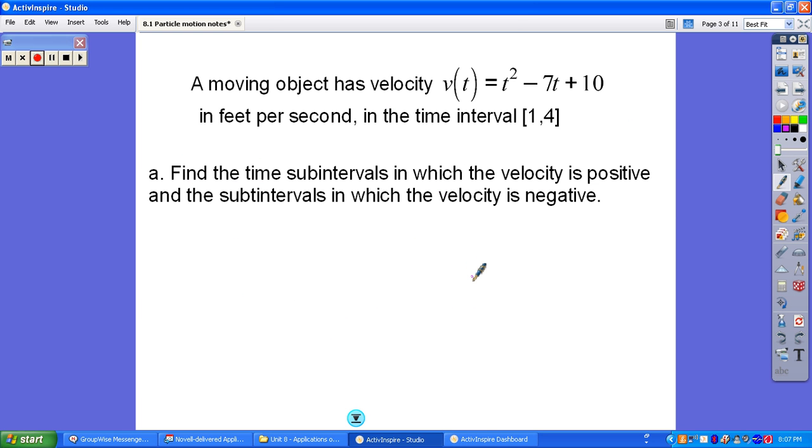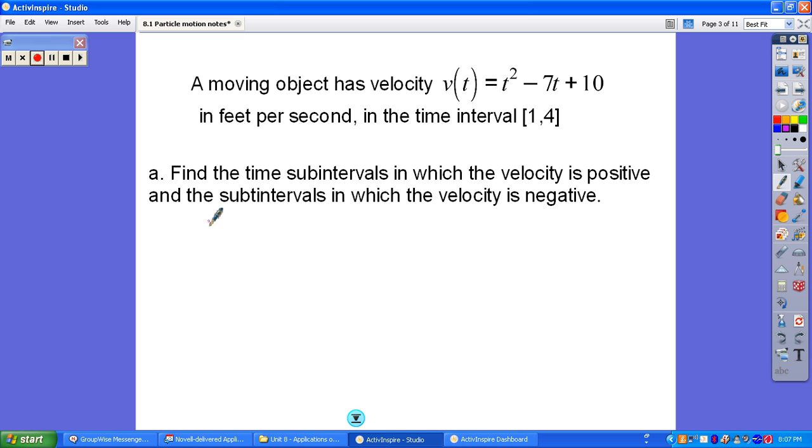So now we're going to do a few example problems. The first one says we have the velocity of a function from 1 to 4, and we want to find the time when the velocity is positive and the time when the velocity is negative. So we first have to figure out when does the velocity change sign.